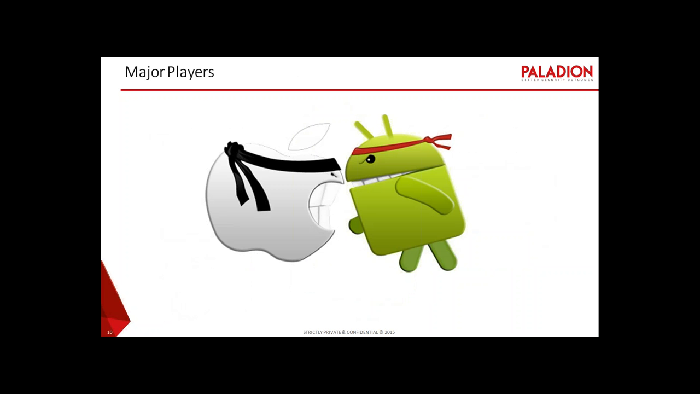So the major players are Apple and Android. Because of Android being open source and being more user friendly, and Apple because of the craze of its handset, both are the major players. So let us start with Android and see what is the history of Android.